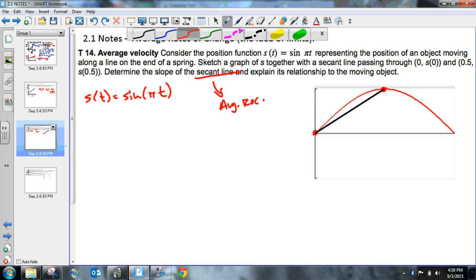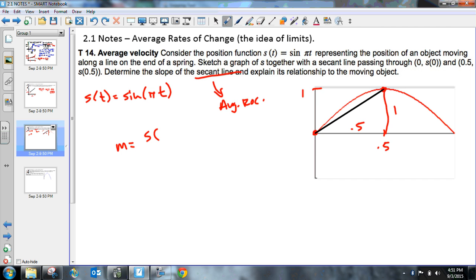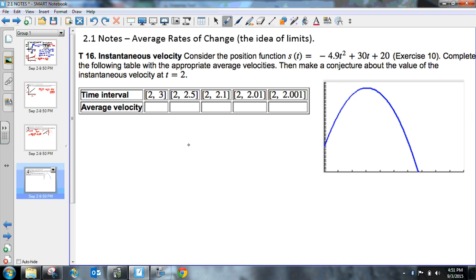And that slope, folks, ends up being that this is 1, okay, and this is 0.5, okay? So if I draw a triangle, I know this length is 1, I know this length is 0.5. So my slope, okay, which is s of 0.5 minus s of 0, all over 0.5 minus 0, ends up giving me 1 over 0.5, which ends up giving me 2, okay? So, guys, I'm just finding the slope between 2 points, okay? Nothing too terrible, nothing too crazy, okay? Let's take a look at number 16.